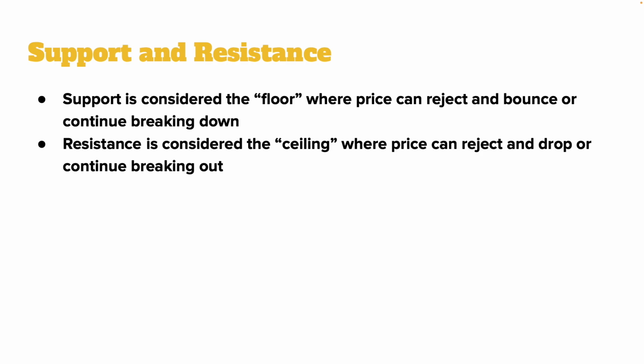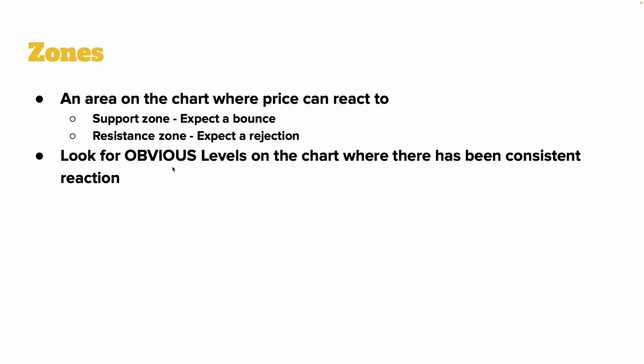So resistance is considered the ceiling where price can reject and drop or continue breaking out. So it could break out if you jump high enough or with enough power, you could break through the ceiling like Superman and just keep shooting through. Or just hit the ceiling and reject and drop. So that's the basic concept of support and resistance. That's all it really is. So now to understand support and resistance, you have to understand a couple of things, which we're going to go over right now. Zones and key levels.